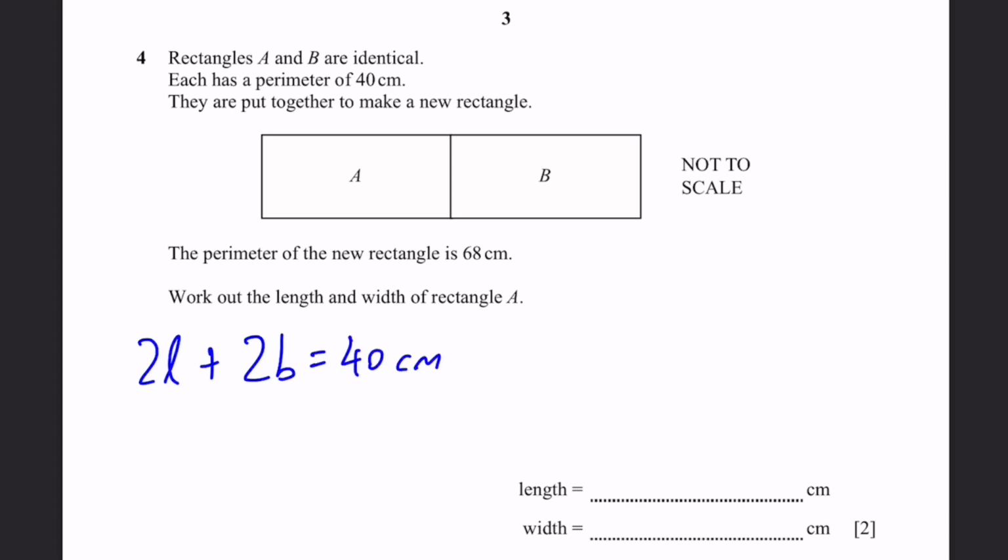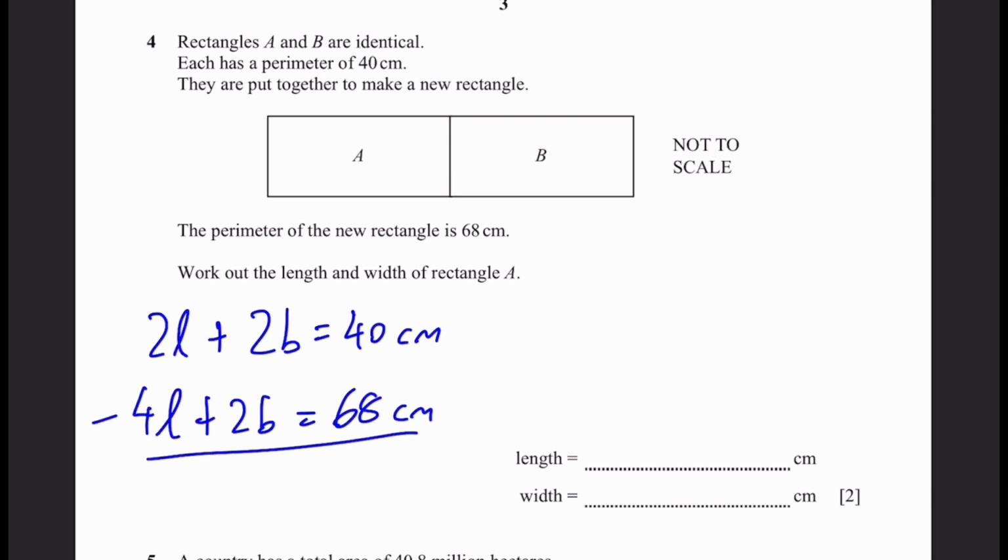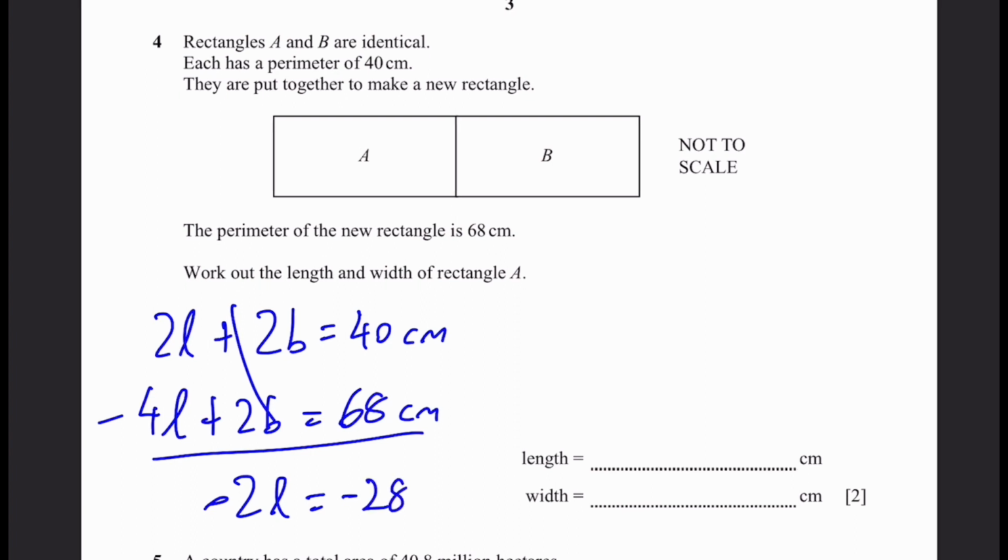Now, the perimeter of the new shape is equal to 1, 2, 3, 4 of the lengths plus 2 of the breadths. So 4L plus 2B, that's equal to 68 centimeters as given. Now we subtract these two equations, we get negative 2L because the 2B's cancel. That'll be equal to negative 28. So length is equal to 14 centimeters.